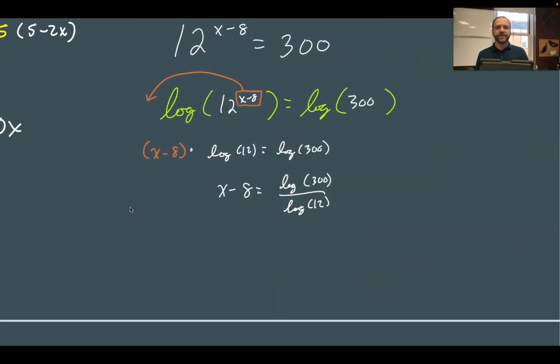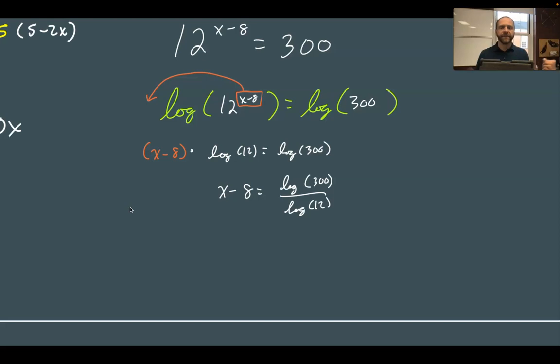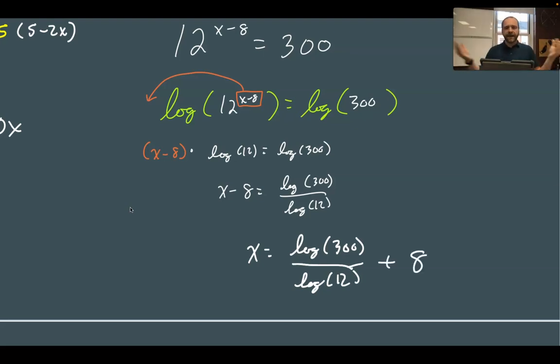So let me just shrink this down, give myself some room. I don't have my calculator here, so I'm just going to write it as: type this in your calculator, log of 300 divided by log of 12. If you use the fraction feature in your calculator, you can do it all in one step. If you don't, type that in, hit enter, then do the plus 8, and get the magical decimal, which would be your answer for this one.